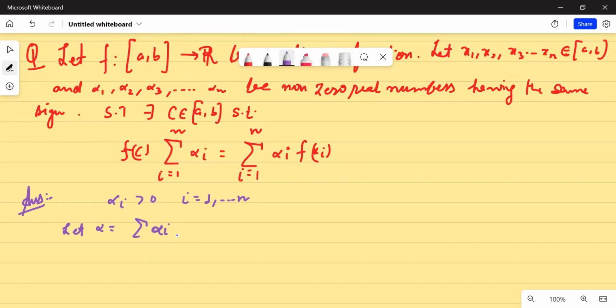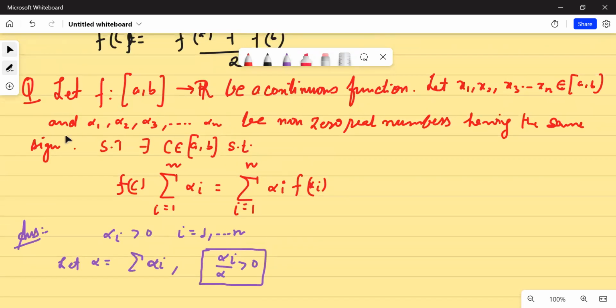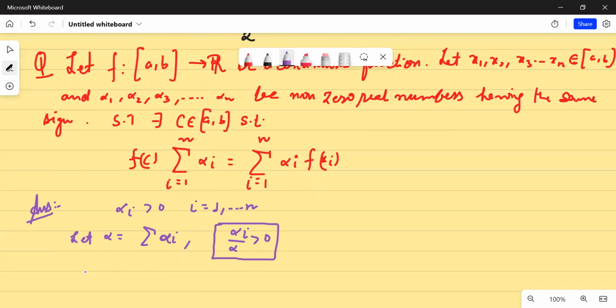So it's very much clear that if I want to write alpha i upon alpha, obviously it will be positive, क्योंकि alpha i's are all positive, and alpha after all being the sum, it will be positive, isn't it? Now I know that my function f is given to be continuous. It is given to be a continuous function, right? So your function f is a continuous function. Okay, is that clear? हाँ सर। आराम से शांति से देखना, ठीक है.